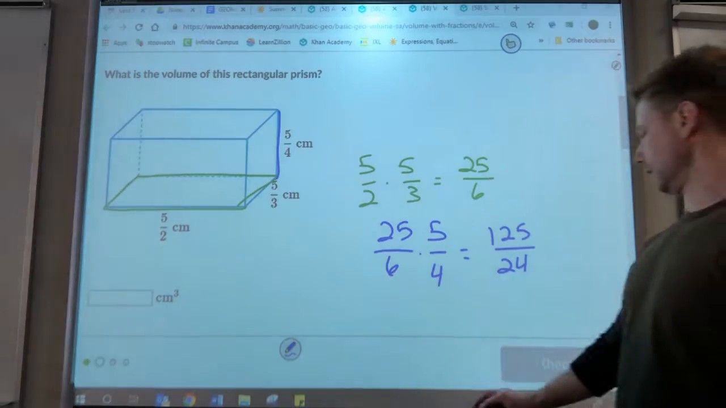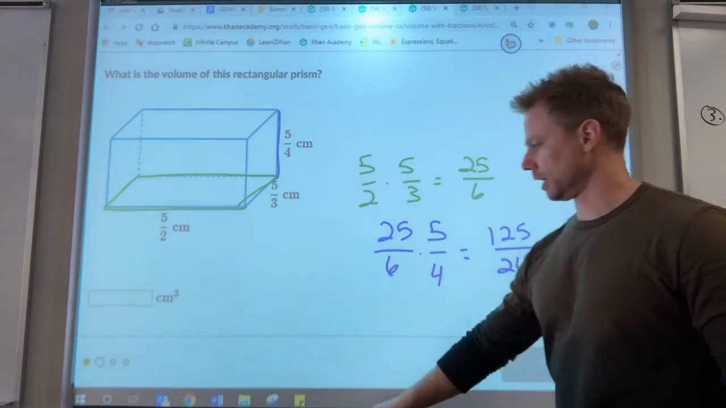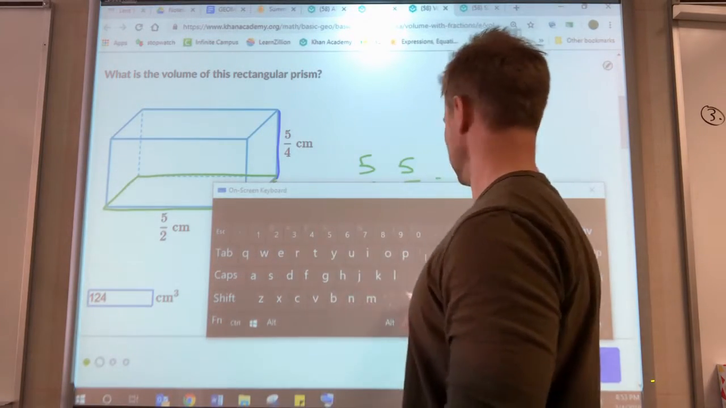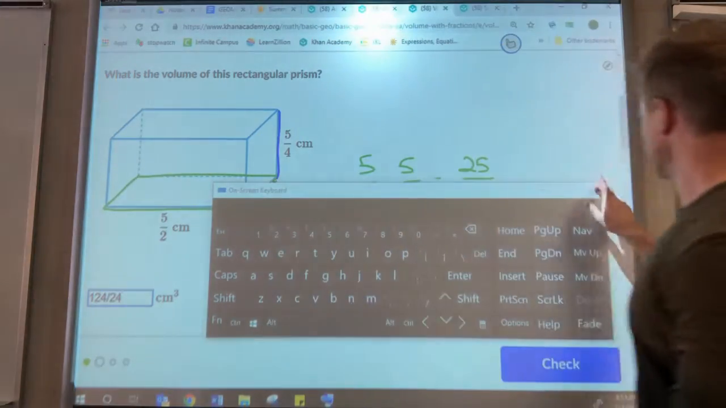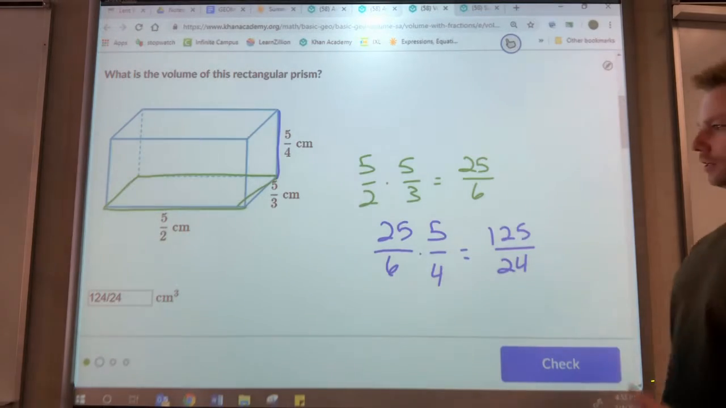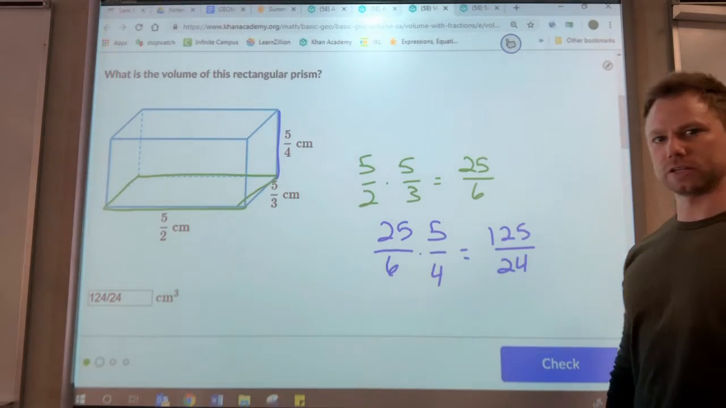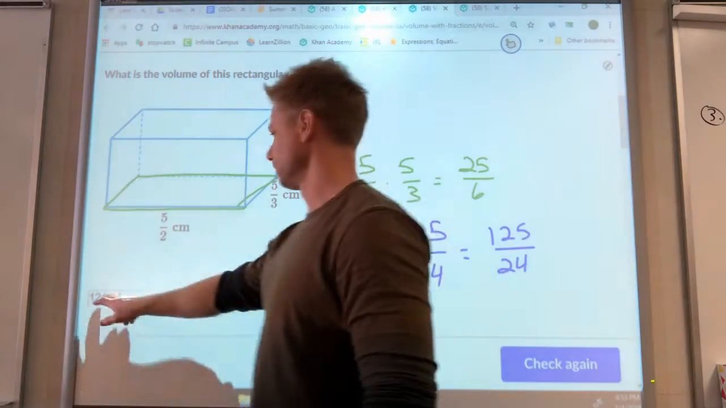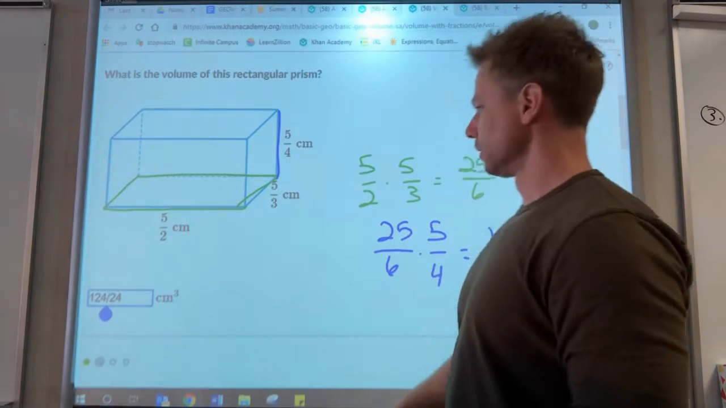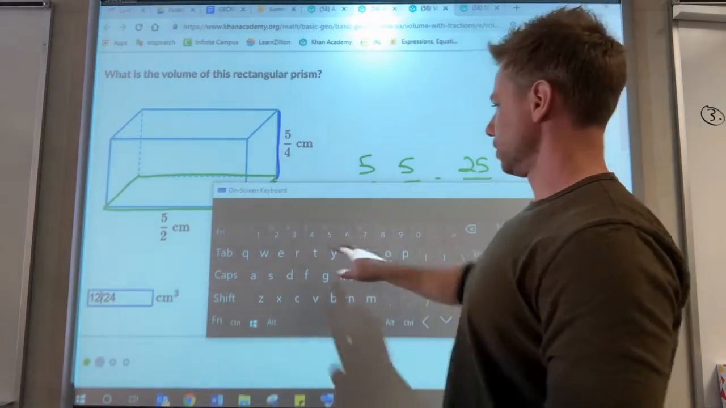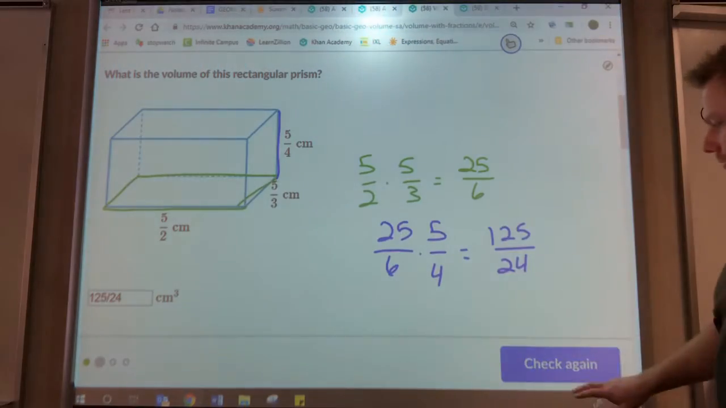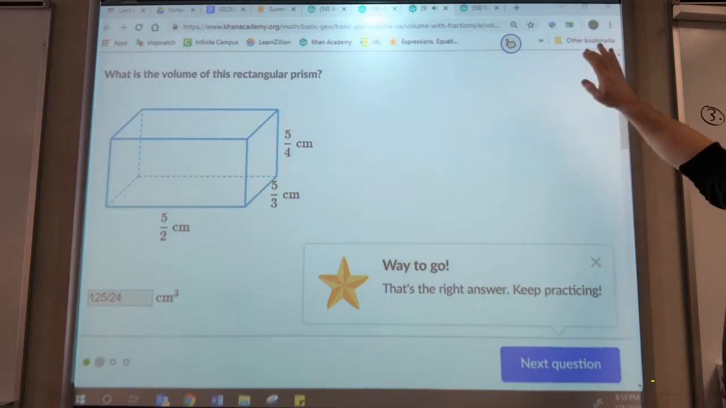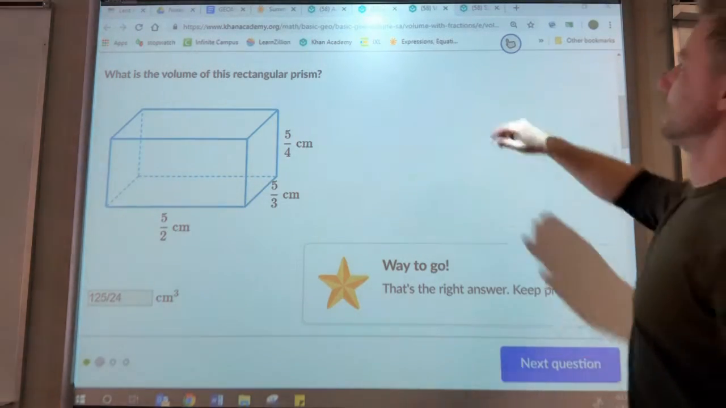And let's see, I think we can probably leave it like that. 125 over 24. We could also change that to a mixed number, possibly a decimal, as long as it wasn't a repeating decimal. Oh, I typed it in wrong. It should be 125 over 24. Check your answers carefully before you put them back in.